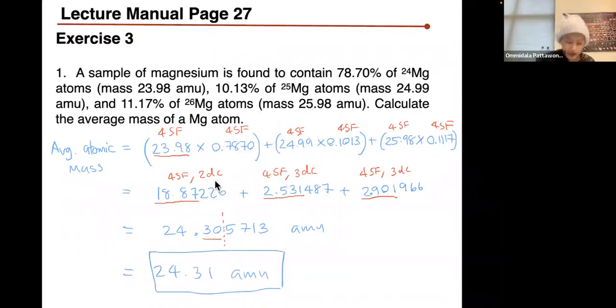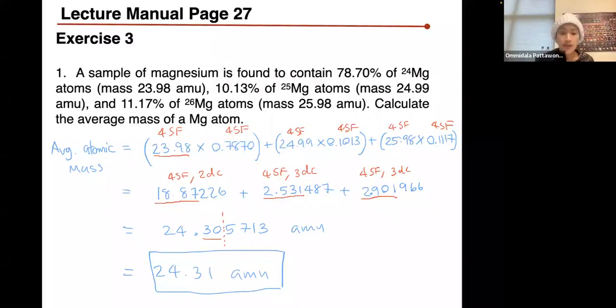Again, to check your answer, this number right here, which is the weighted average atomic mass, has to come out close to the isotope that contributes the most in nature, right? If you're looking at this, magnesium-24 contains 78%, almost 79%. So therefore, in this case, it makes sense that your average atomic mass comes out closer to the mass of magnesium-24.